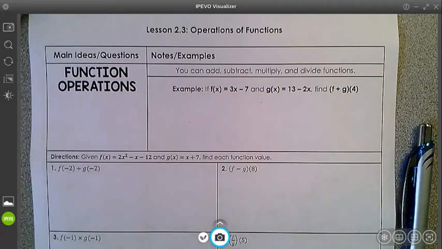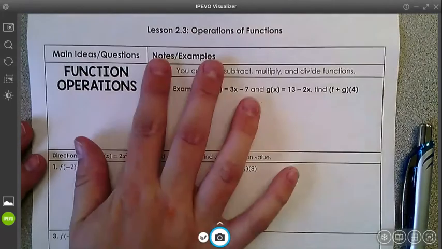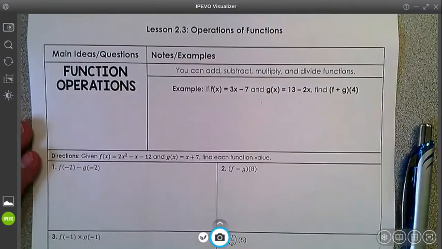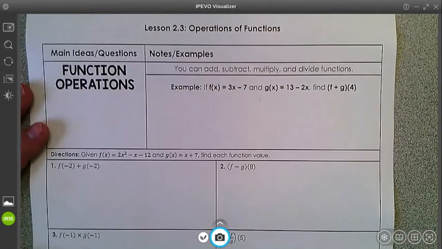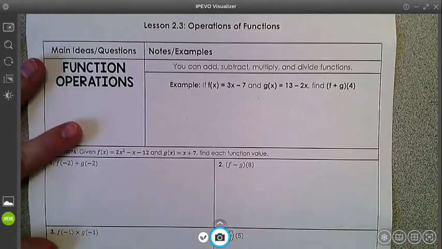Hey guys, in this video, we're going to be starting lesson 2.3, which is operations of functions. And this is just a continuation of what we did in 2.1. It's not any harder. We're just putting two of those problems together at once. And so there's two ways that you might see a problem written out.